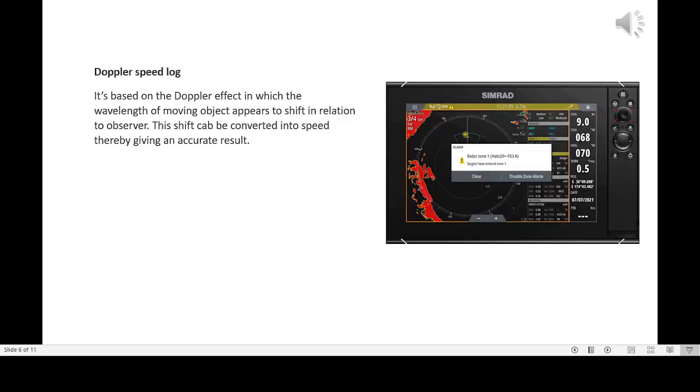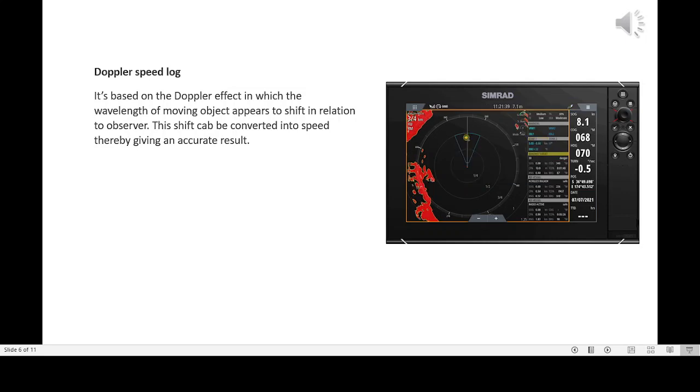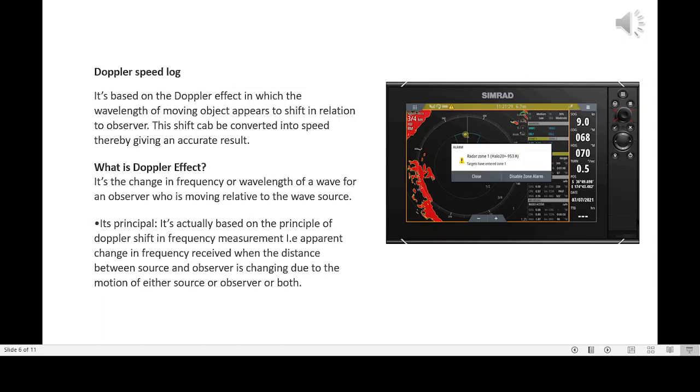Doppler speed log. It's based on the Doppler effect, in which the wavelength of a moving object appears to shift in relation to the observer. This shift can be converted into speed, thereby giving an accurate result. What is the Doppler effect? It's the change in frequency or wavelength of a wave for an observer who is moving relative to the wave source. Its principle: it's actually based on the principle of Doppler shift in frequency measurement, i.e. the apparent change in frequency received when the distance between source and observer is changing due to the motion of either source or observer, or both.